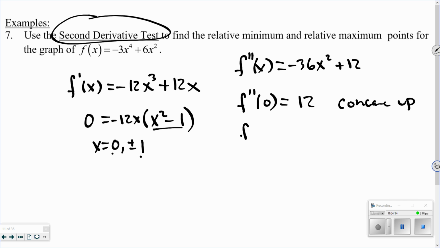Let's plug in negative 1. So I plug in negative 1. That would be negative 36 plus 12, which comes out to be negative 24. That's concave down.